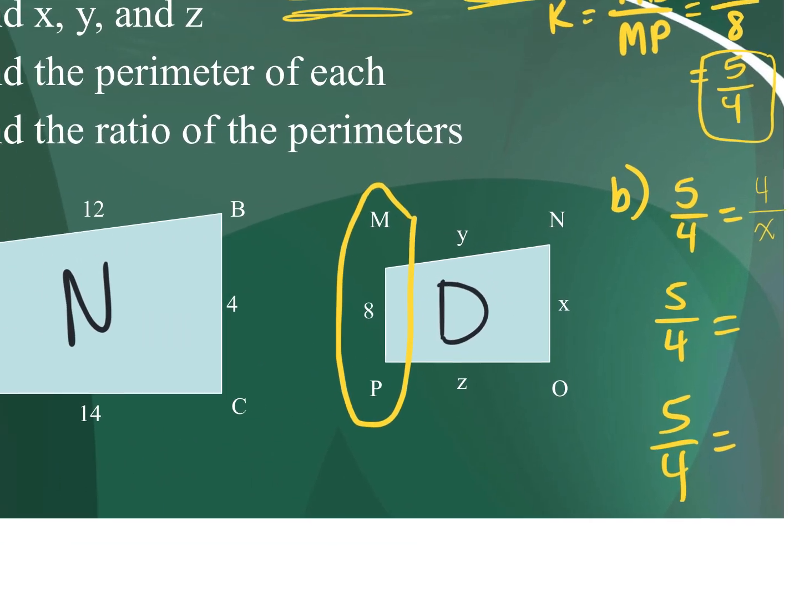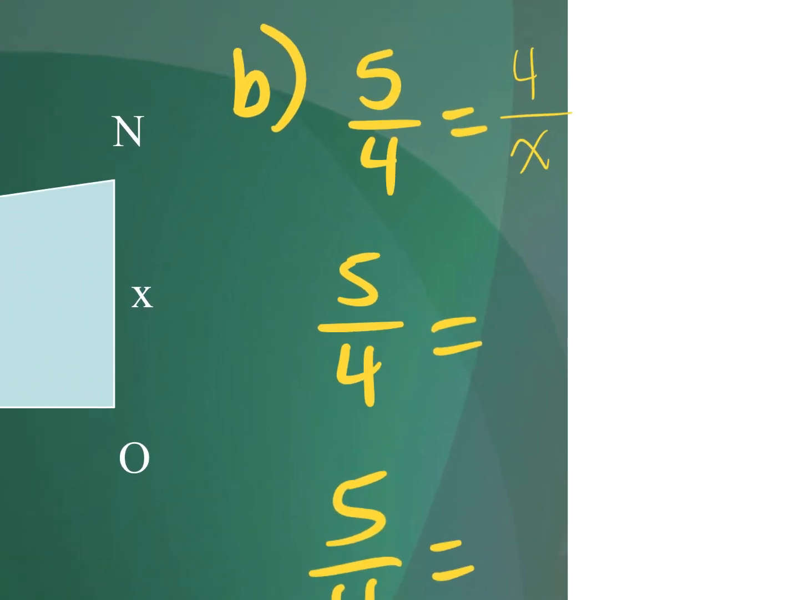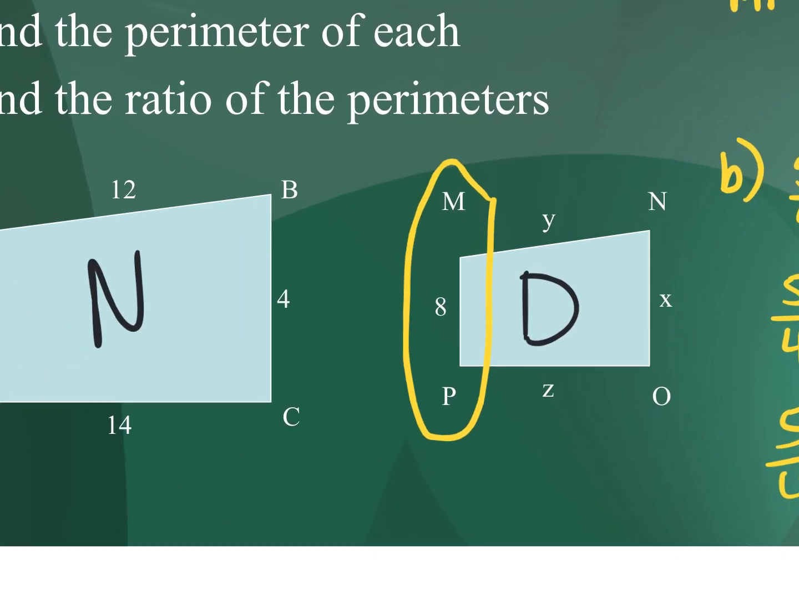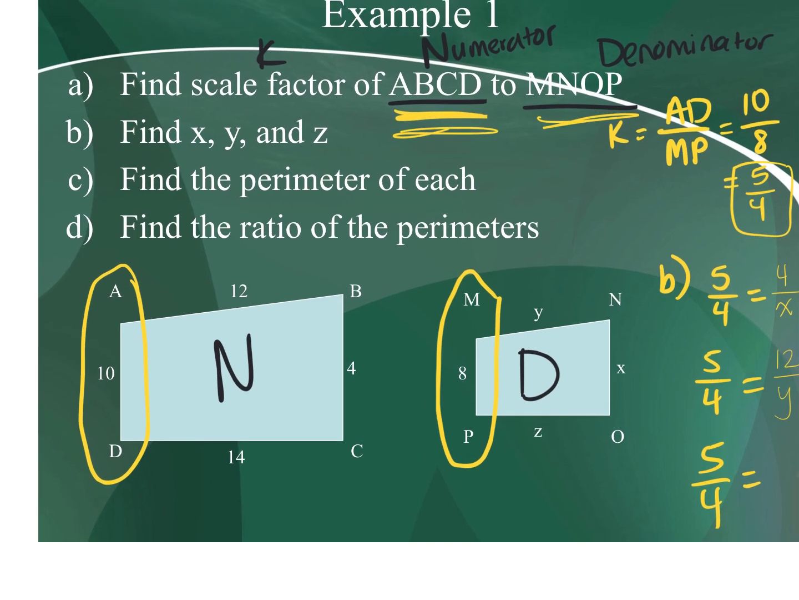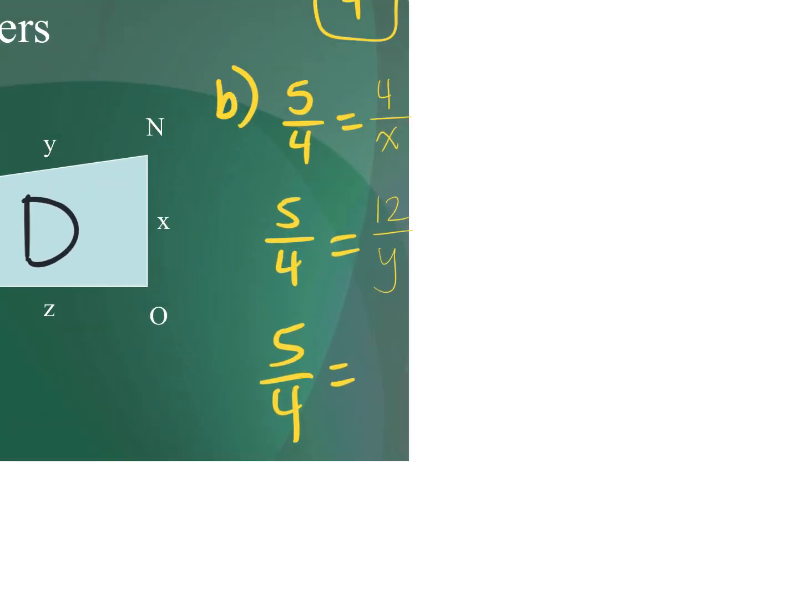Okay, let's set up y's. How do you solve for y? What do you set up for y? 5 over 4 equals? Not 14 over y. 12 over y. Because what's the corresponding side to MN? And you can also use your letters. Do you see how AB are the first 2 letters? Those correspond to NM. Do you guys see that? The first 2 letters. Okay? Remember, order matters. Use it to your advantage. And the last one for Z.